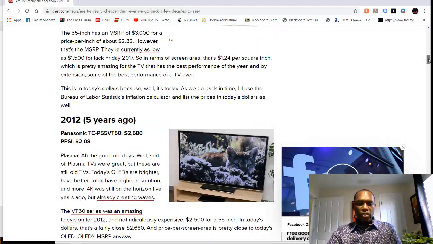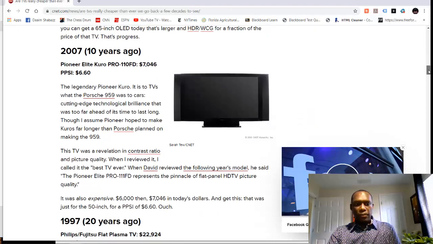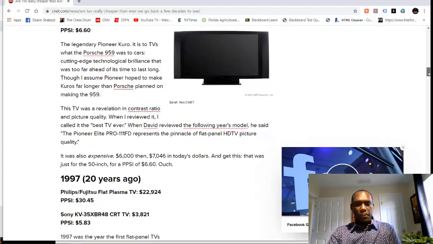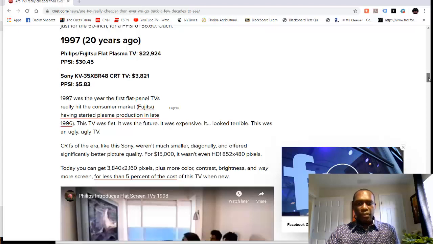Let's see what they were like 5 years ago. So now you have $2.08 5 years ago for a 55-inch. In 2007, it was $6.60 for an equivalent 50-inch screen. 20 years ago, what was it? It doesn't say the screen size, but I'm assuming they're scaling it to the 50-inch. So here they're saying that in 1997, the equivalent of a 55-inch screen would be $30.45 per square inch. So that is for the Philips model.